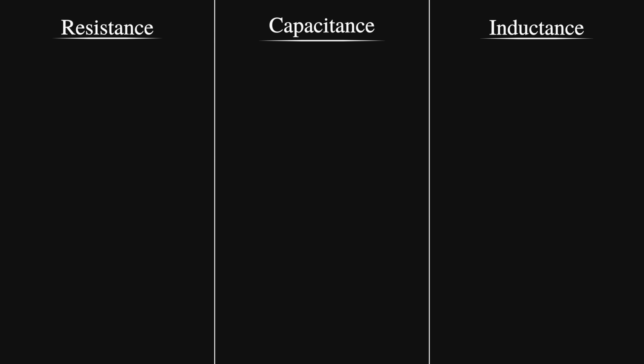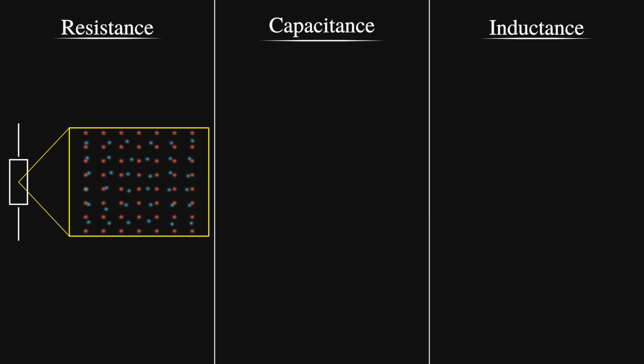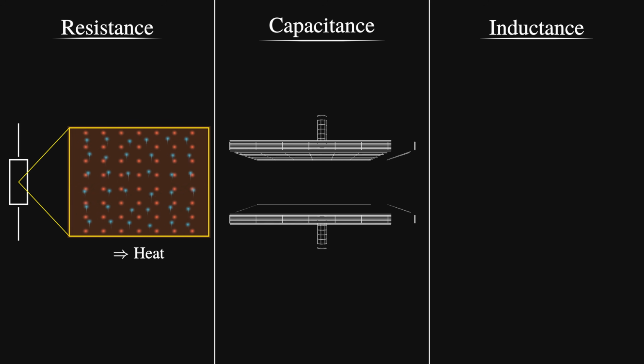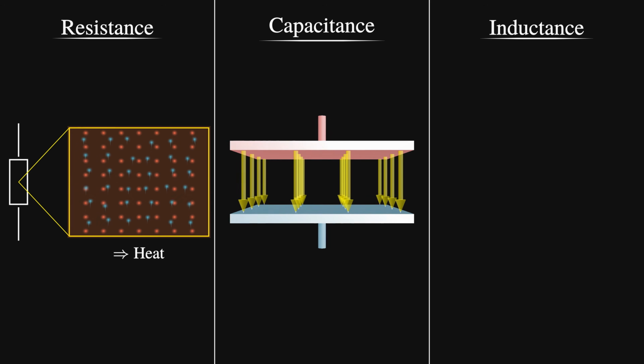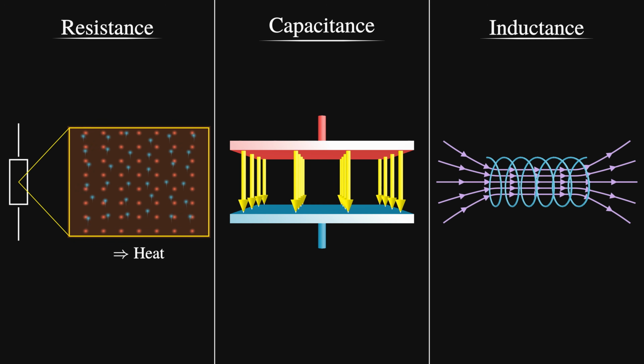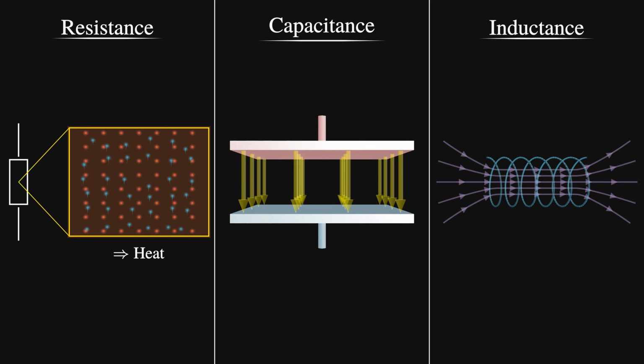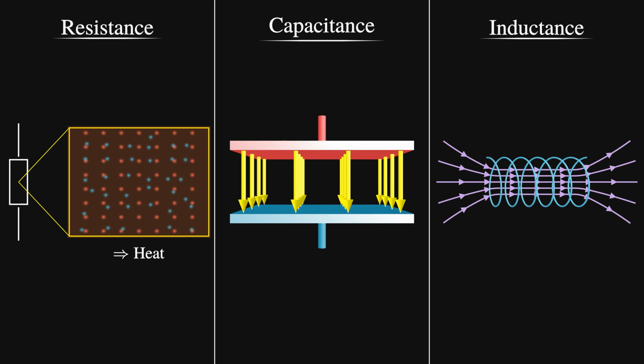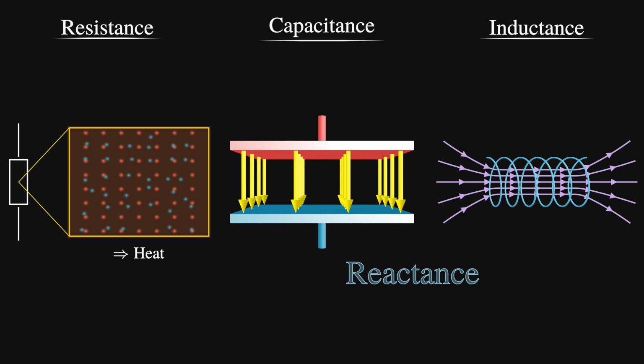So let's begin with a quick recap of how resistors, capacitors, and inductors behave in AC circuits. A resistor dissipates energy as heat. A capacitor stores energy in an electric field between its plates, and an inductor stores energy in a magnetic field around the coil. So instead of permanently removing energy from the system, capacitors and inductors temporarily store it, then release it back into the circuit later. This is reactance, which causes phase shifts between voltages and currents, as we saw in the previous videos.